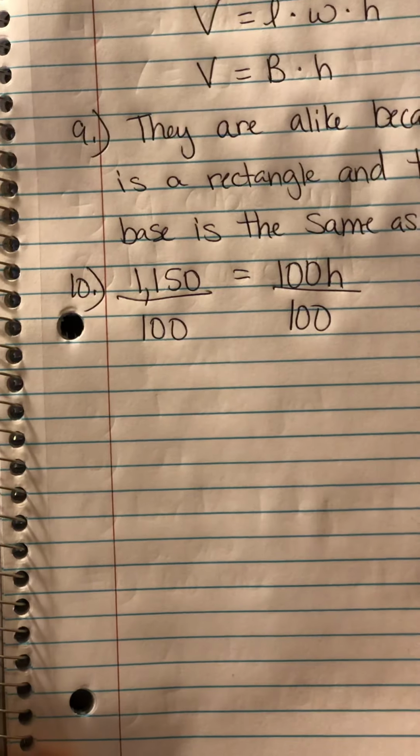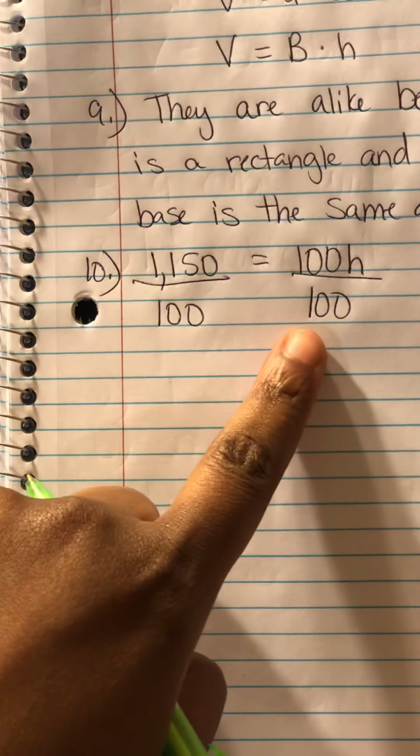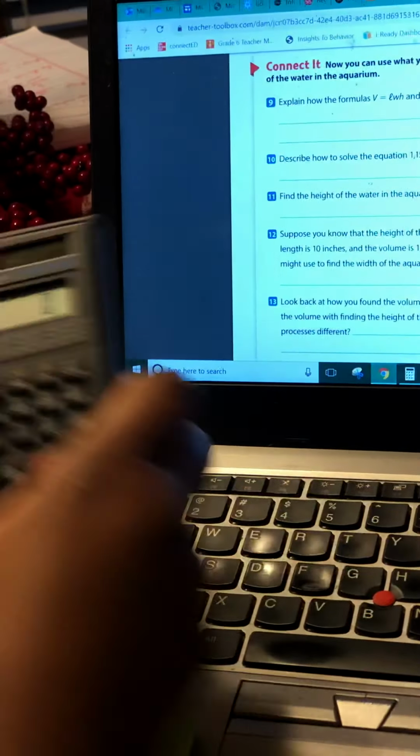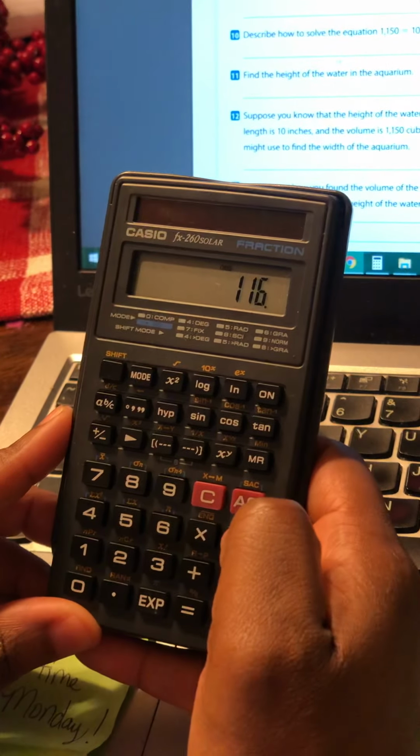Okay. And remember that I taught you guys how to use the fraction bar. Okay. So 100 divided by 100 equals H. So remember, we have to cross that out and bring down the H. Okay. And now we need to do a little division. Okay. So I'm going to get my handy calculator here and do 1150. Whoops.